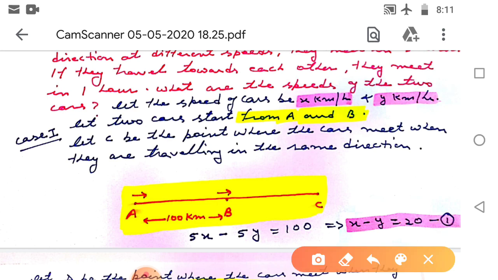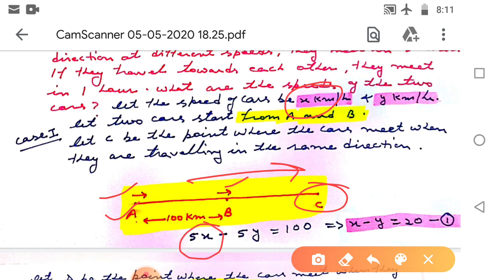Clear? The position of the first car is at A, the position of the second car is B. And they are moving in the same direction. And after 5 hours, they meet at C. Now, the distance covered by car A is AC in 5 hours. The speed of this car is x kilometers per hour, and time taken is 5 hours, so distance traveled is 5x.